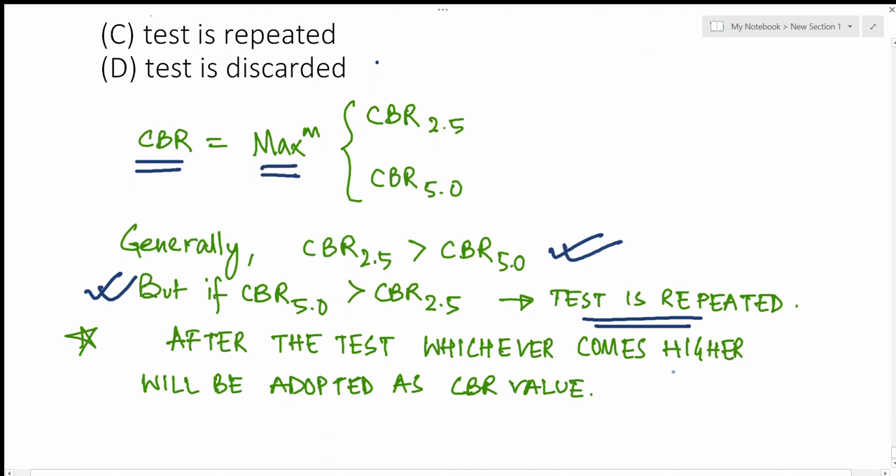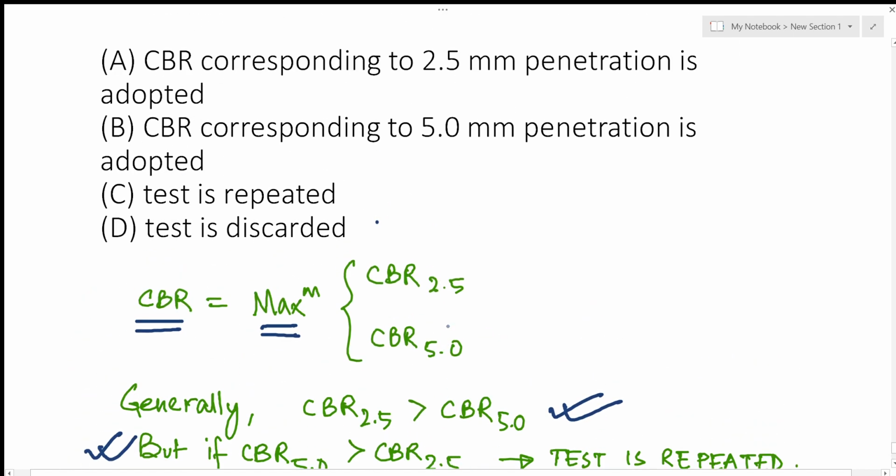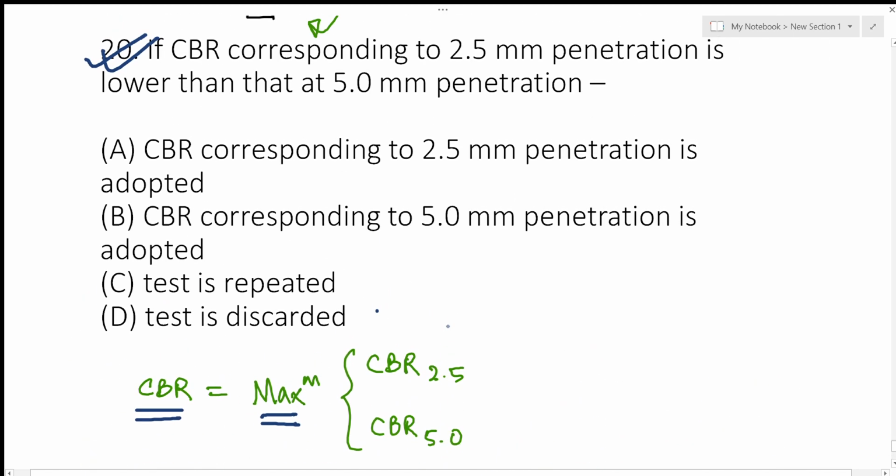And in the second test as well, the higher value will be adopted as CBR value. So in the second test again, if CBR 5 comes out to be larger than CBR 2.5, then we will consider the CBR at 5. So the right answer for this particular question is the test should be repeated. If this is the first test, the test should be repeated, and in the second test again, if similar trends follow, then we would consider the CBR at 5 millimeter penetration.